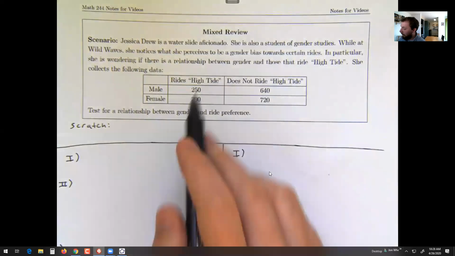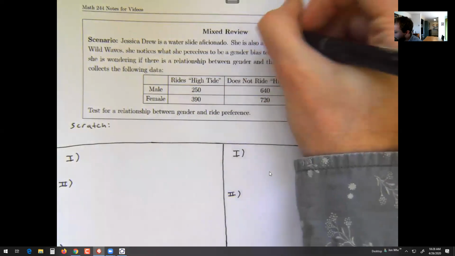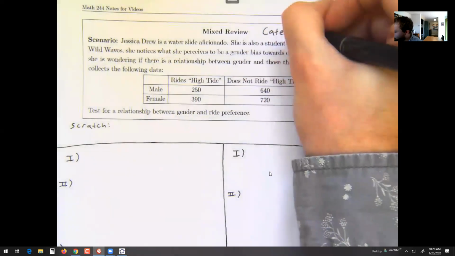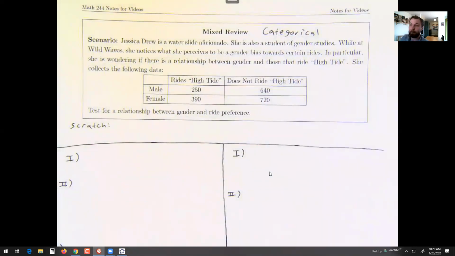So the data that I'm getting here is either ride or not ride, male or not male. So each of these things feels like a category. I am looking at categorical data here, or another name for that is qualitative. So I'm going to show you the two different ways of sort of analyzing categorical data using a test. I want to do just a little bit of scratch work. I'm going to try to figure out as much as I can with this table before I do anything.